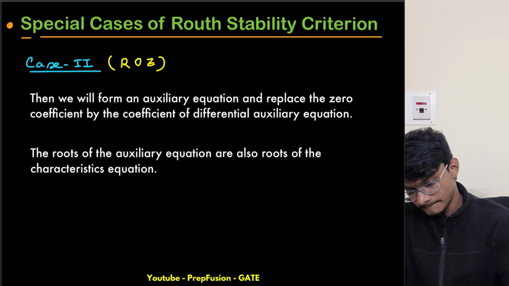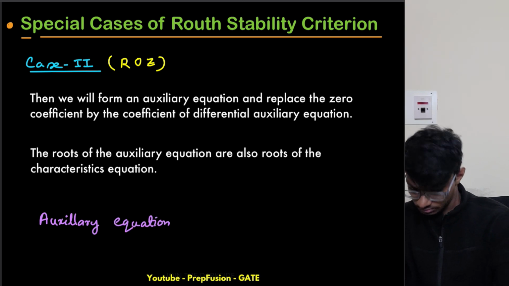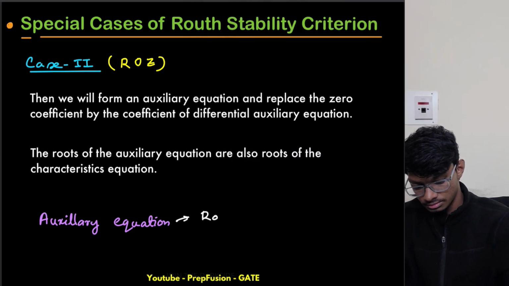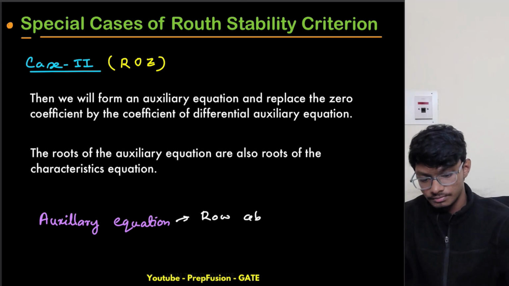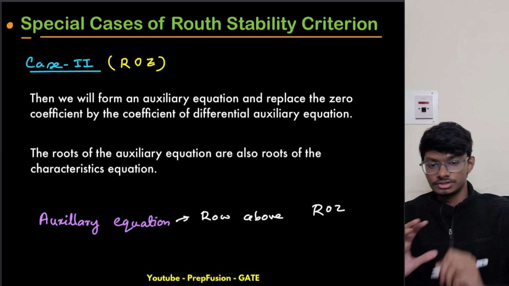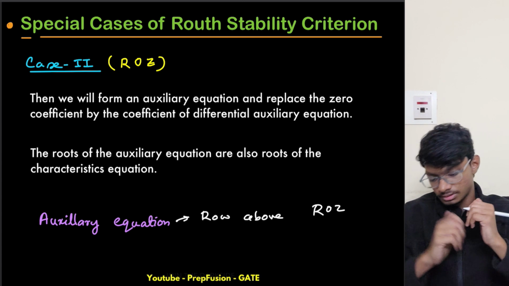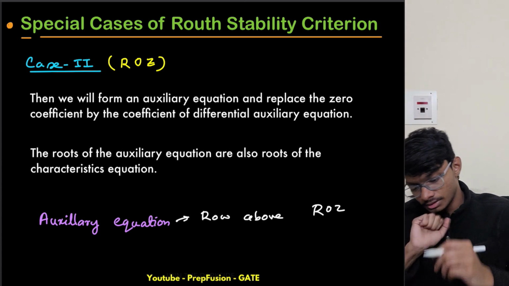Okay, auxiliary equation is the row above the row of zeros, right? That is my auxiliary equation. Once we solve a question, there we will understand, right? There we will understand.